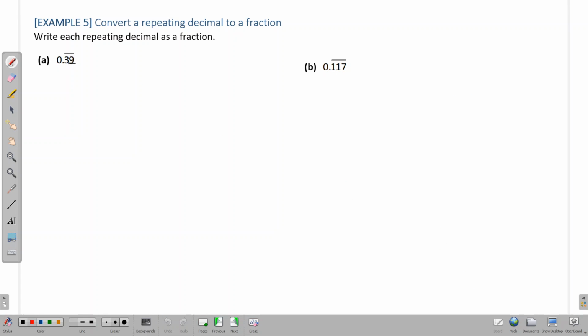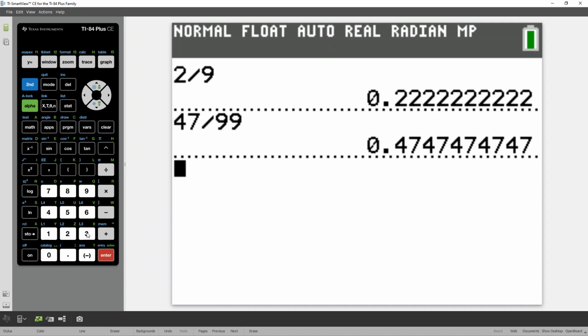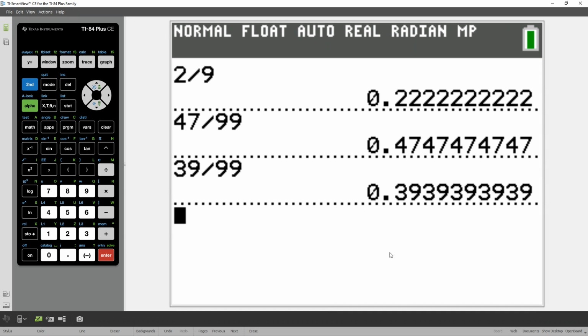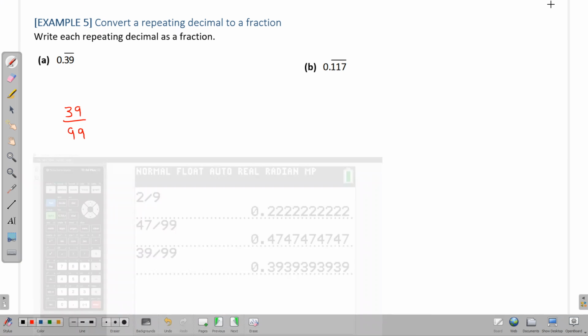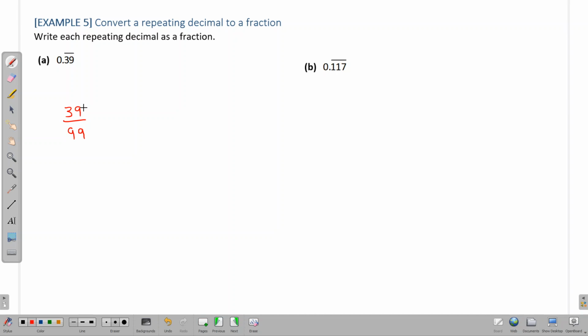So we can see with this one, we have 2 repeating digits. So we know it's going to be the part that repeats divided by the number of digits that are here. So that would just be 39 over 99. And we can actually test to see if this works. 39 divided by 99, and you can see indeed it does work. It's that repeating decimal. Now obviously that one reduces, so you probably should fully reduce it. Sometimes they're reduced, sometimes they're not, but this is really 13 over 33. The only problem with reducing it is now you lose that nice pattern with the 9s, but these are equivalent fractions.